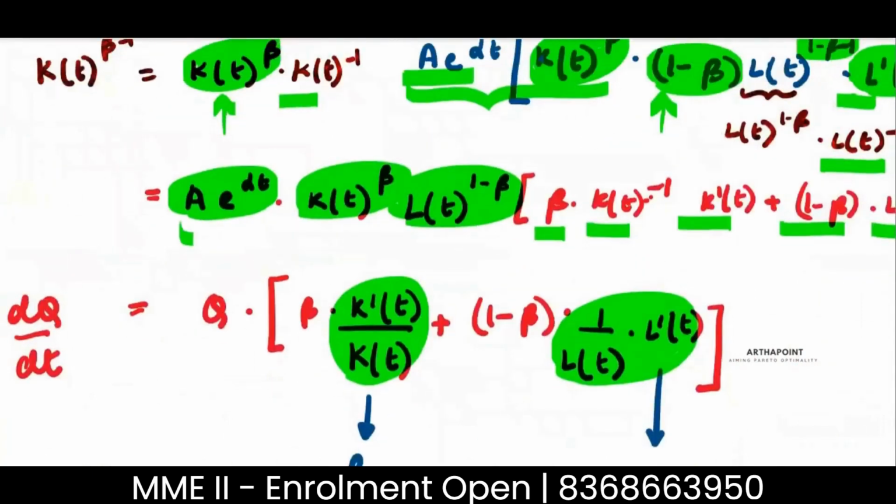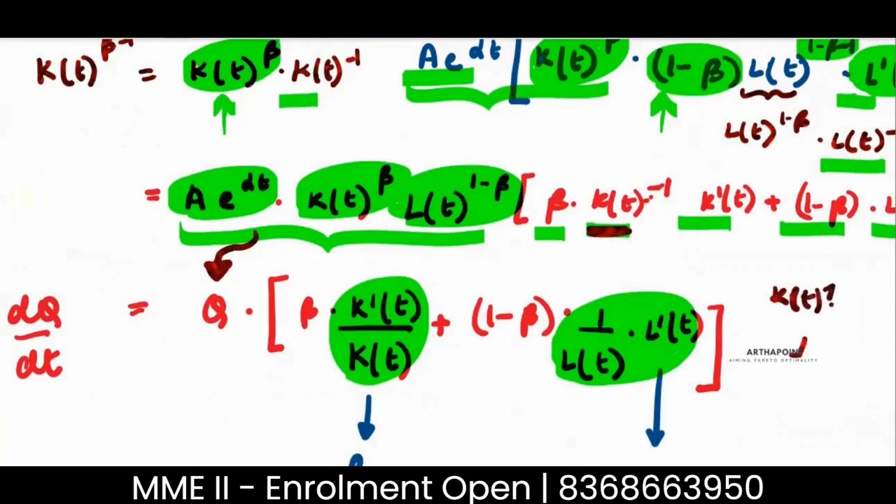Now, this part actually is nothing but my output. So I've written output. And this part, Kt to the power minus 1, this is 1 by Kt. Anything to the negative power is just 1 by that. So this is 1 by Kt into K dash t. This is nothing but how capital changes with respect to time.